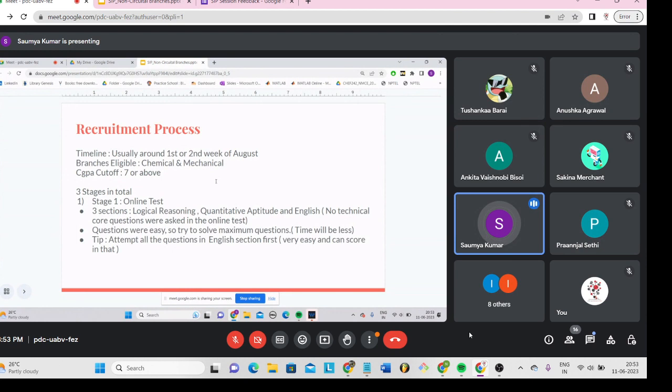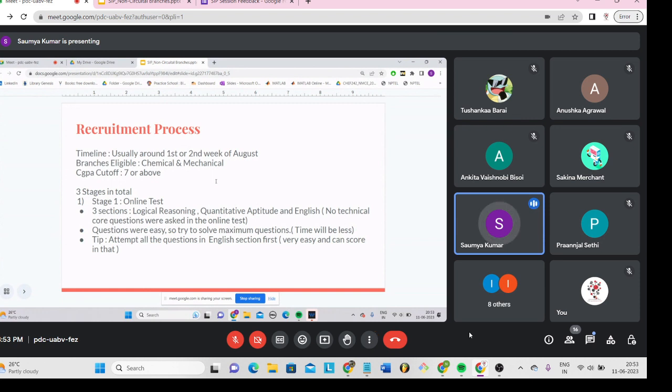For me, it was an online test, but for my seniors, like the 2019 batch, it was resume shortlisting. I guess they will be deciding. I don't know what they will take this time, but for me, it was an online test. There were 3 sections in that: logical reasoning, quantitative aptitude, and English. There were no technical questions asked in the online test. I'm telling you, it's very easy.